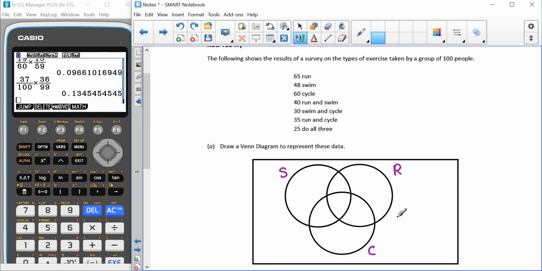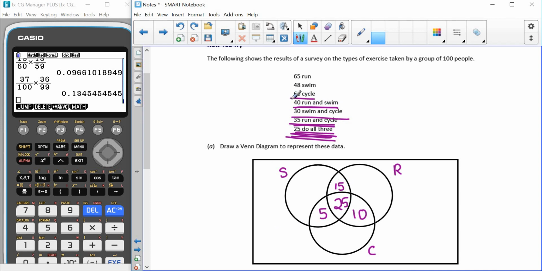Now you might have done these circles in any order, just make sure that you're reading it carefully when you're checking these. Again, we're going to look first of all at all three of these. It just so happens that this is on the bottom. The list could be written in any order though. So that 25 is going to go in the centre. 35 ran and cycled, so we're looking here. So that means that we're going to have 10 left over to go in this section. Swim and cycle, so now we're looking at the swim and cycle overlap, which means we'd have 5 left over to go in this section here. And here we've got run and swim, so we're looking at this bit here, which leaves us 15 for this section.